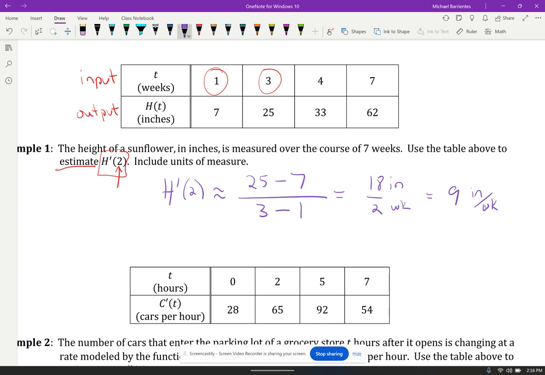This is our estimate. Now notice, I put the estimation symbol here. All of this work is an estimate of the derivative because we're looking for the slope of the tangent line. And now we found that the slope is 9. But more specifically, it's 9 inches per week because we were given units to begin with. That's how we're going to approach finding derivatives and using units to figure it out.